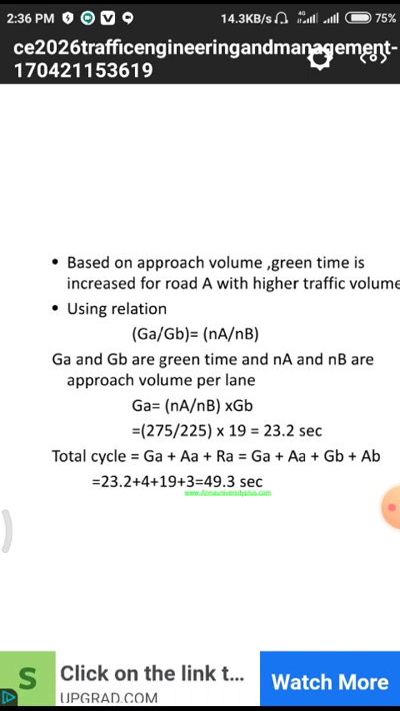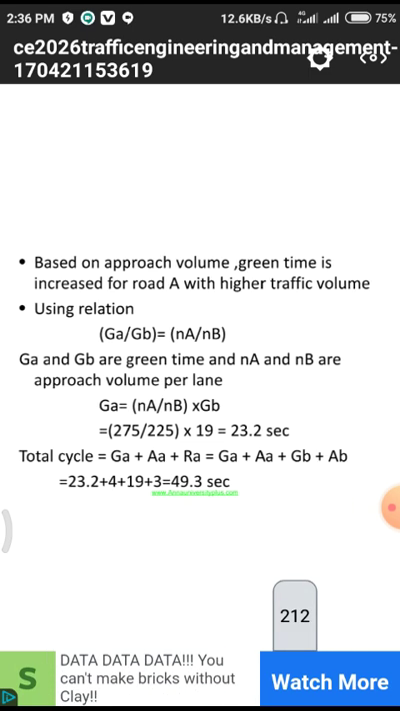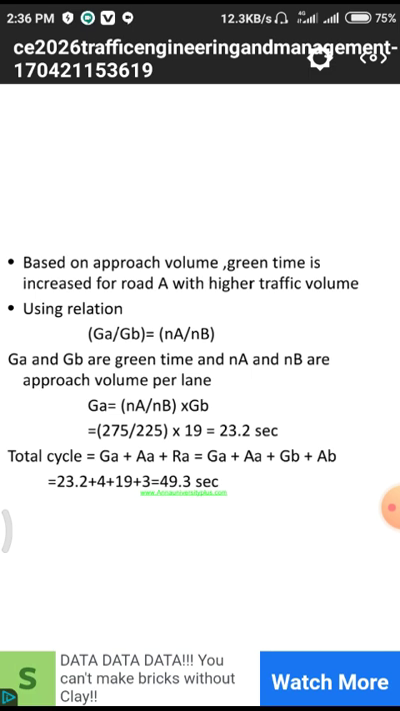Next we need to calculate the minimum total cycle period. That can be calculated using the green time and the number of vehicles. That means green time for road A and green time for road B, GA and GB, a total of two. After that, the number of vehicles on road A and the number of vehicles on road B. These four values we have in the problem itself, so we simply have to calculate the green time.